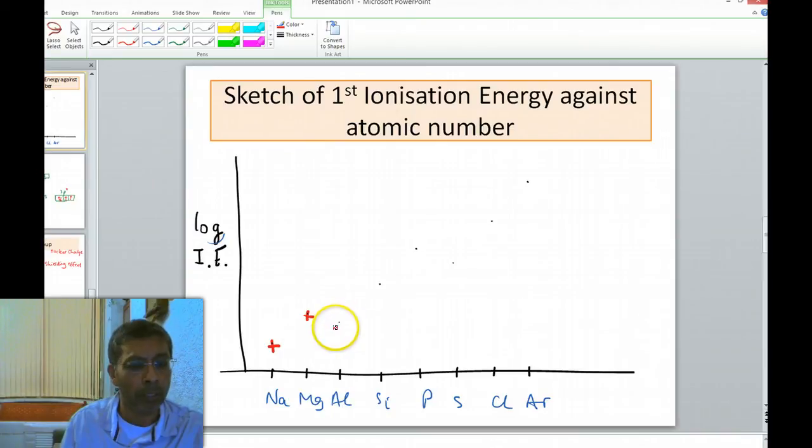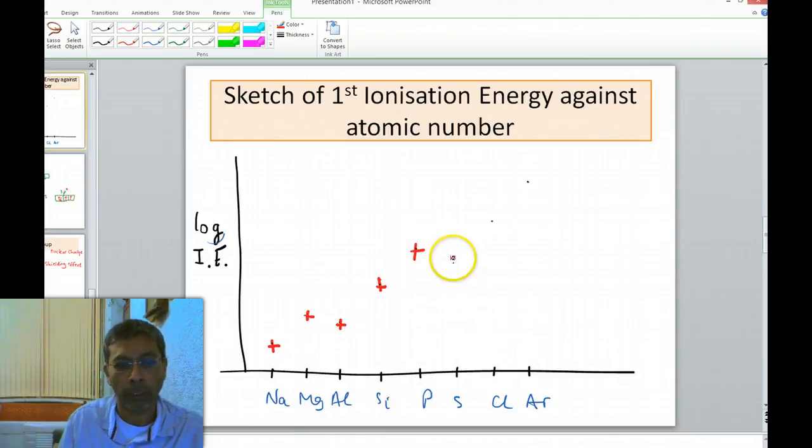Aluminium is smaller still, but look what happens. There's a drop in the ionization energy. We'll explain this in a second. Then silicon, ionization energy is increasing. Phosphorus, ionization energy increases. Sulfur, you'd expect it to increase again, but there's a drop again, the second drop in this period. Again, we'll explain that. Chlorine, ionization energy increases until we get to argon, the last one in the period. Ionization energy is the largest, it's the smallest atom.